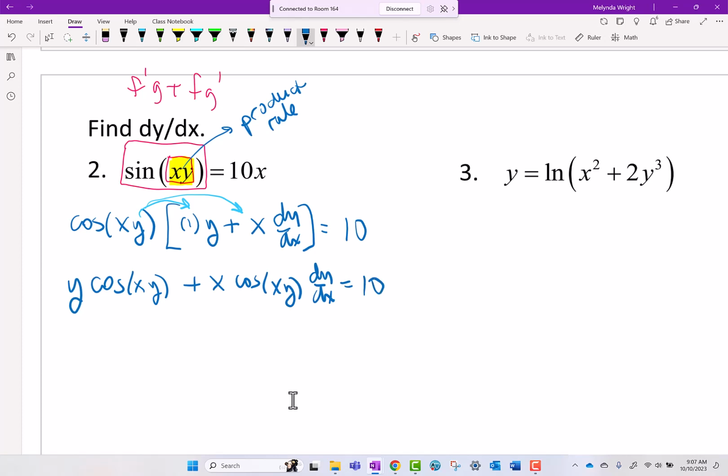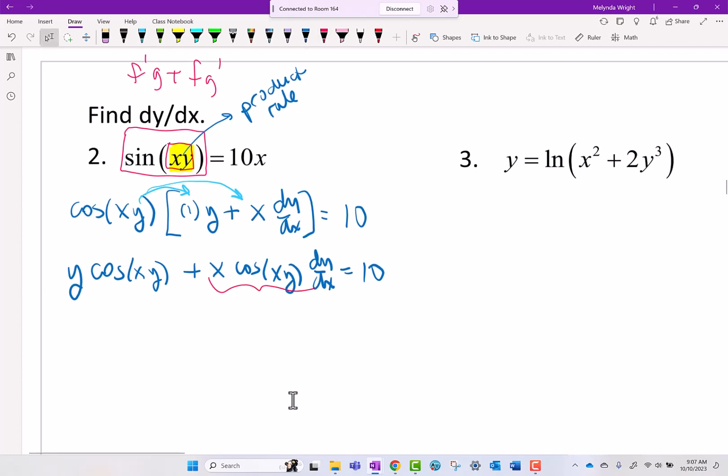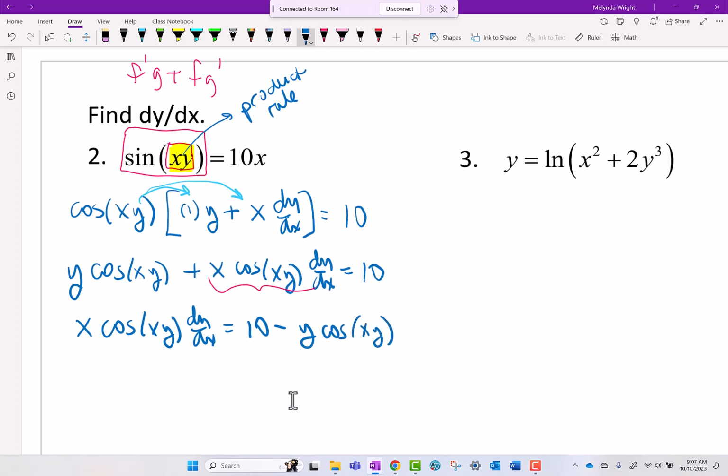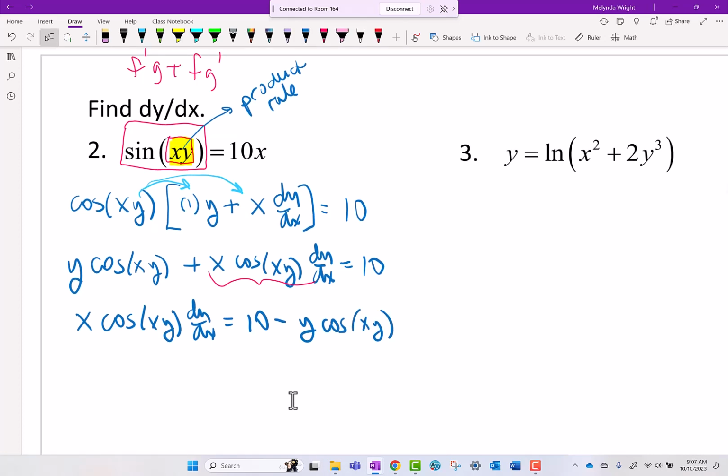All right, I want to put my dy dx to one side. So I'm going to keep this over here on the left, and I'm going to move the other stuff to the right. So I have x cosine xy dy dx equals 10 minus y cosine xy. Now my last step is to solve for dy dx. So I'm going to divide both sides by that x cosine xy.